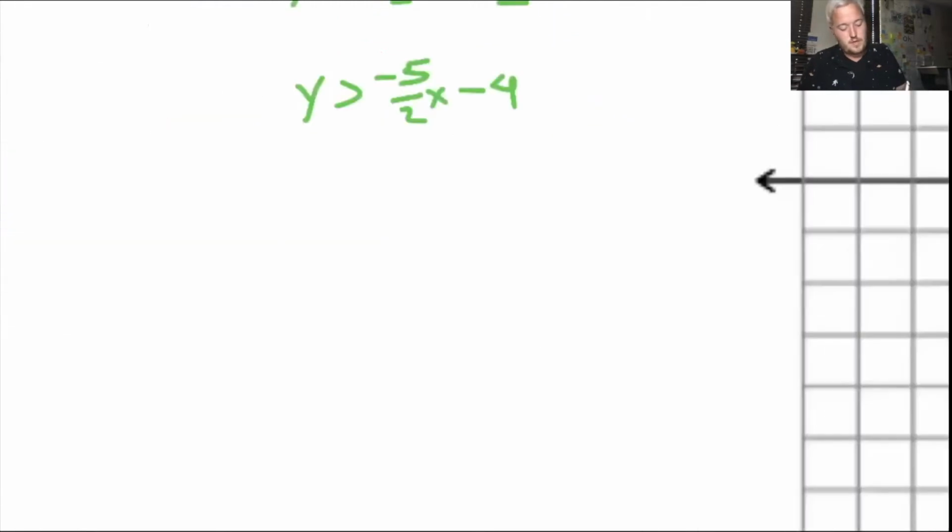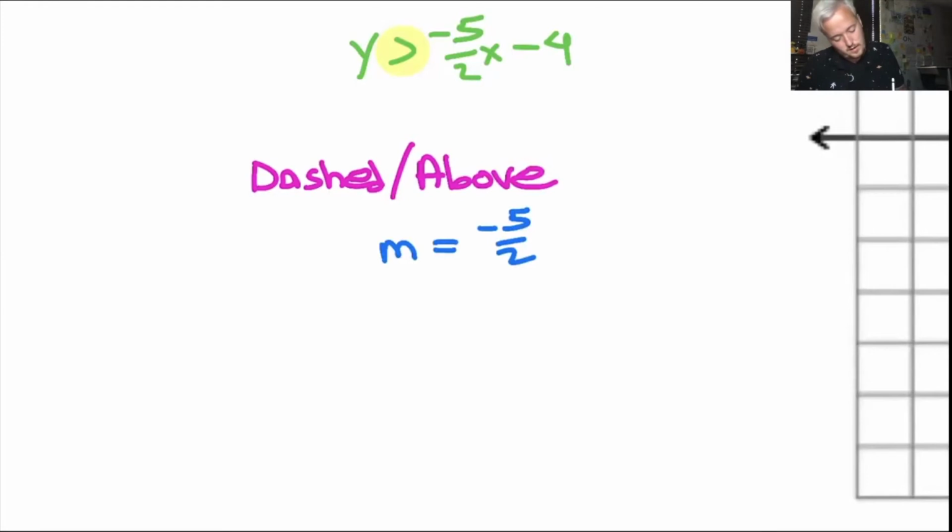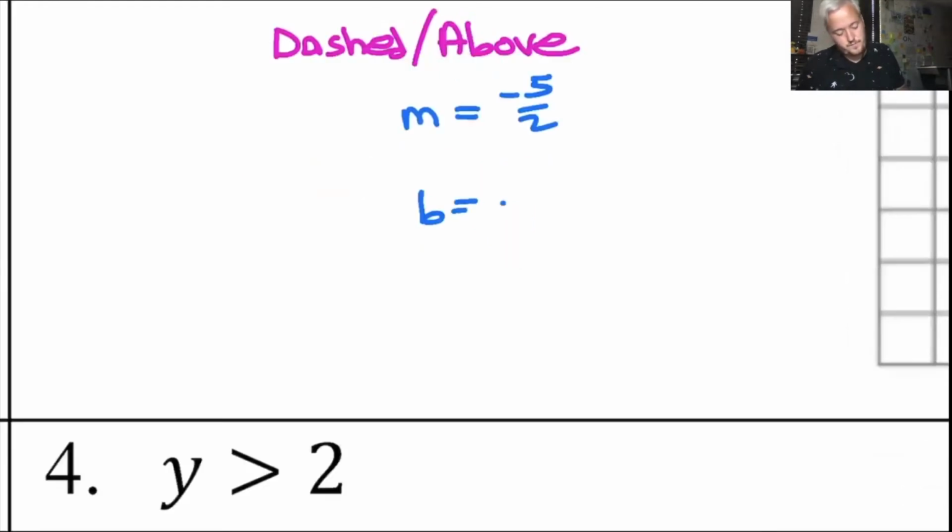All right, so in this case, now if you look at your inequality sign, what this tells us is this is going to be a dashed line because we cannot be equal to it, and because it's greater than, we want to shade above. All right, so now I want to look at my slope and my y-intercept. So I have a slope of negative 5 halves and a b value of negative 4.